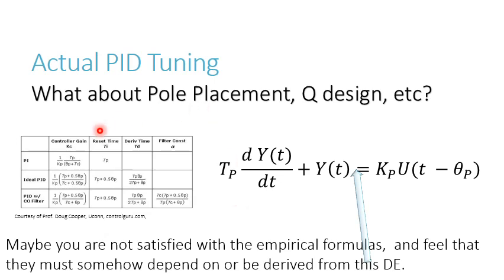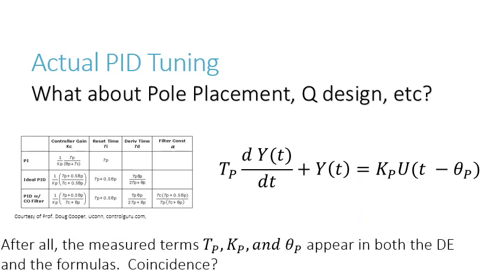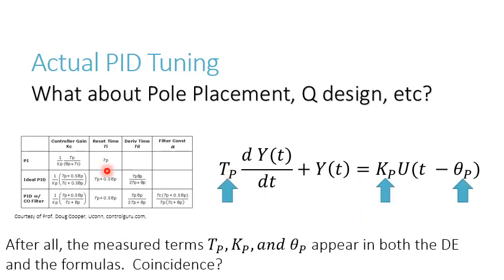And furthermore, you might argue and say, hey, look at these, you got the process time constant, you got the process gain and the process dead time, these things that you measured, and these same factors are showing up here in your empirical formulas. Maybe these formulas here aren't really so empirical. Maybe they're somehow derived from this differential equation. Well, no, that's not the case. Just because these factors show up in both the differential equation and also in the empirical formulas, that doesn't mean that they're somehow derived.